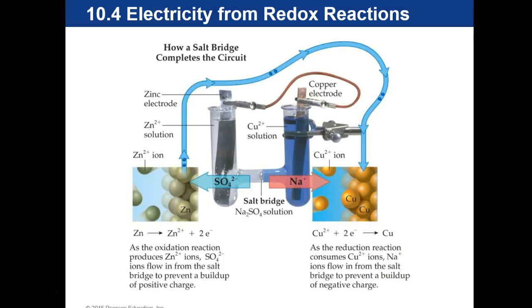Here's how the salt bridge completes that circuit. As the oxidation reaction produces the Zn2+ ions, SO4 2- ions flow in from the salt bridge to prevent a buildup of positive charge. And as the reduction reaction consumes copper ions, sodium ions flow in from the salt bridge to prevent a buildup of negative charge.